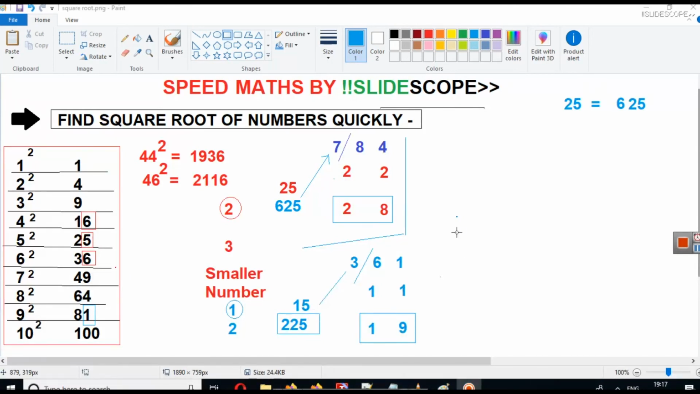The trick is really simple here. First, find which two numbers have squares that end with this last digit here. Then you can find that number and write it here. Then look where this number lies.